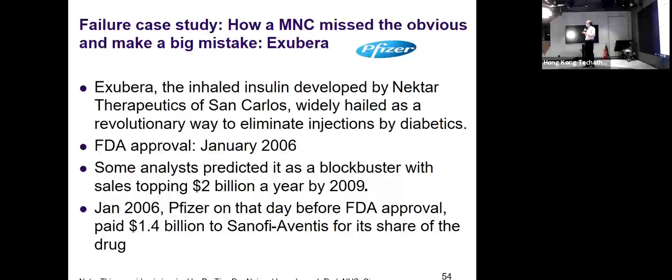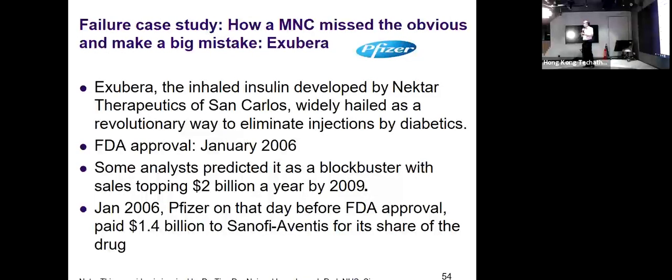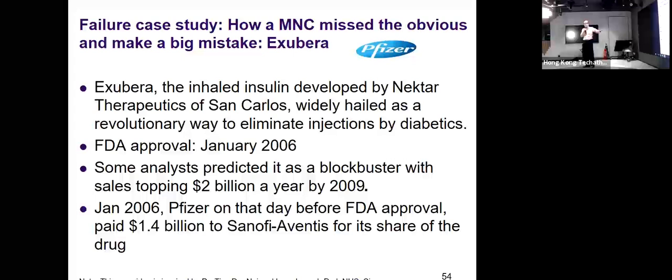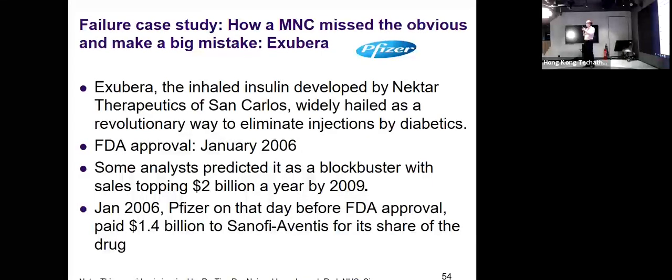Now, people always, with insider information, will know when they will get approval. One day before the FDA approval, Pfizer bought for $1.4 billion. One day before FDA approval. So people know when the FDA is going to act.